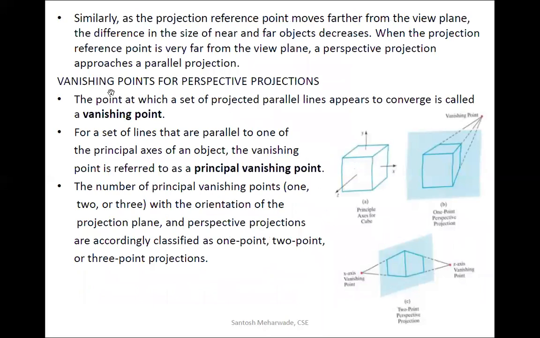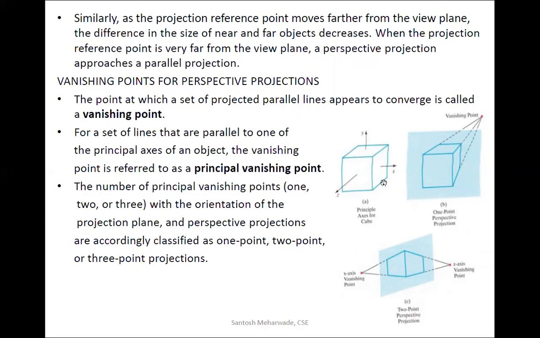The next one is the vanishing point for perspective projections. Vanishing point, as the name itself says, is a point where these projections are going to vanish, meaning they are going to converge. That is the last point for them. That point we get as a vanishing point: the point at which a set of projected parallel lines appear to converge, we call it a vanishing point.